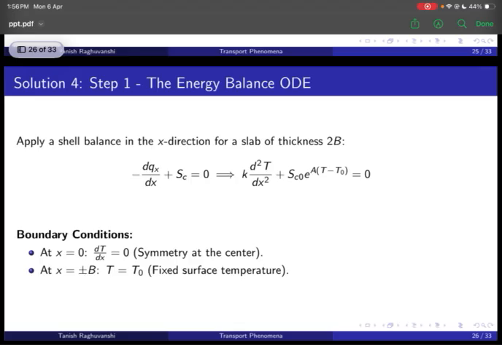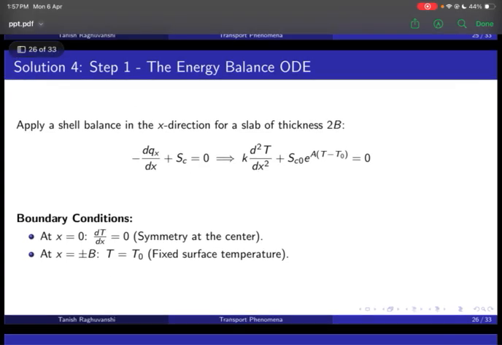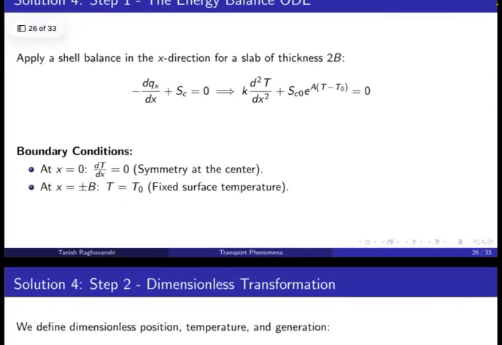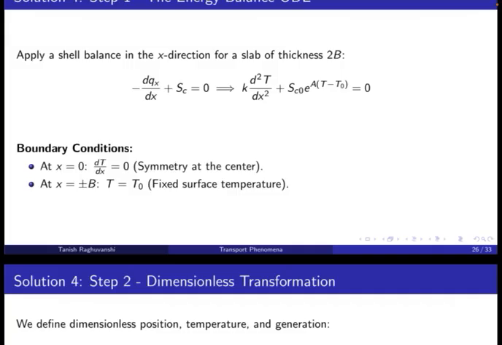But the tricky part is this: since Sc is also a function of temperature, which I have mentioned in the first question, we have to solve for that as well. So how we proceed with that is that we substitute qx with minus k dT by dx, which is Fourier's law. So we substitute that, we get this equation. We substitute Sc as well with the term that was provided in the initial question. We get this initial differential equation.